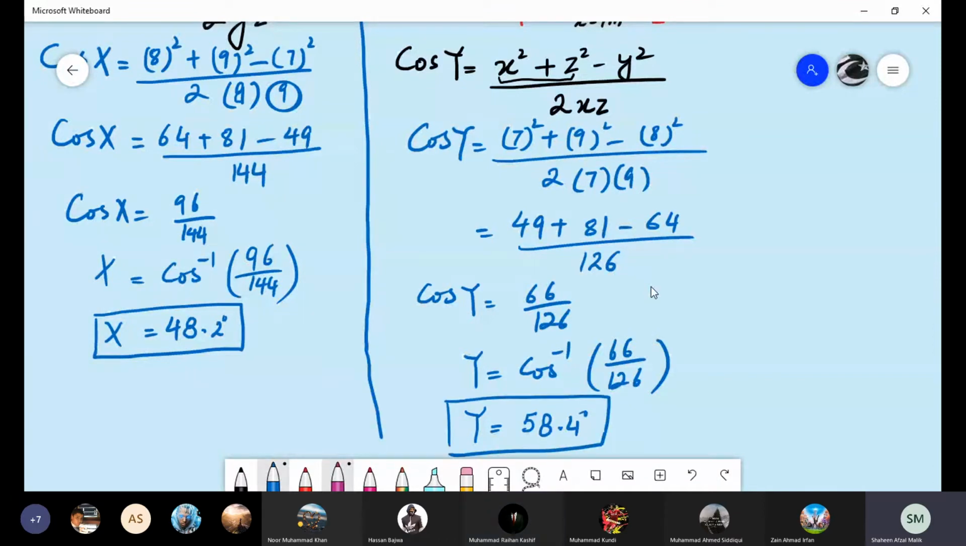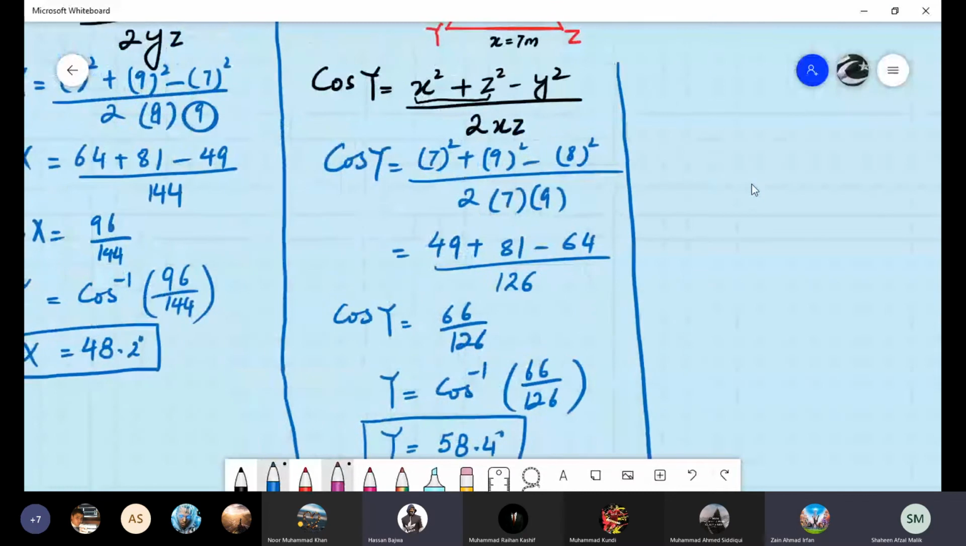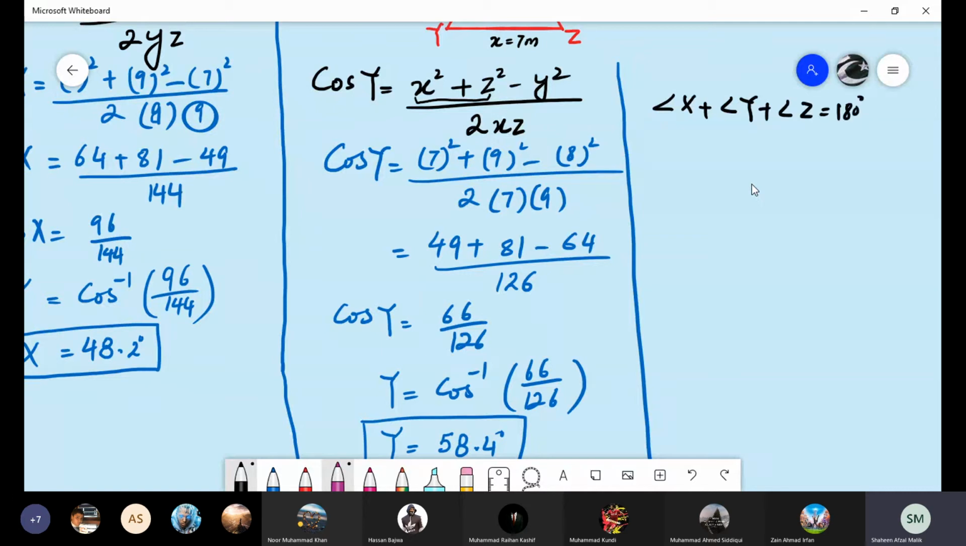We have to find out the third angle also. Ma'am, is there any easy way to find out the third angle? We already have two angles with us. And the sum of angles in a triangle is equal to 180 degree. Very good. So angle X plus angle Y plus angle Z is equal to 180 degree. What's the reason for that? Sum of angles in a triangle. Very good.